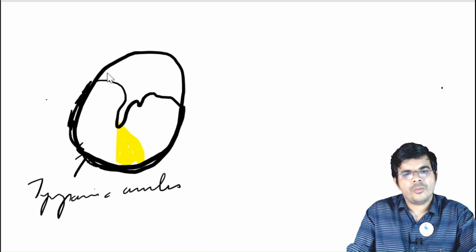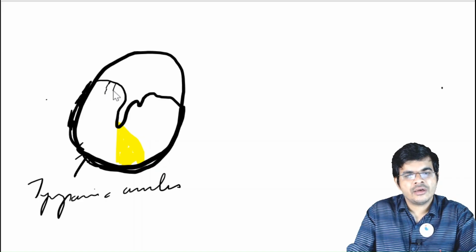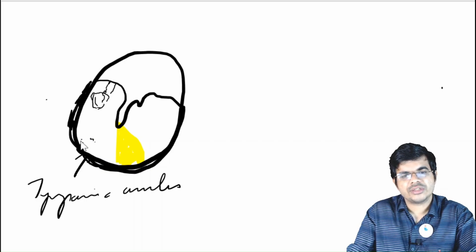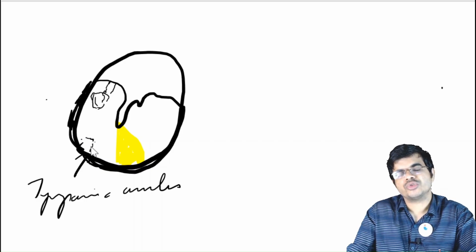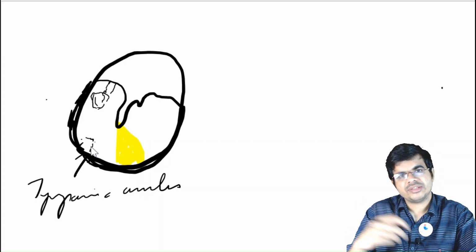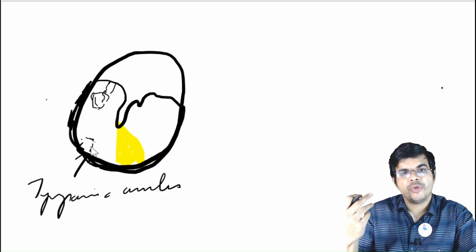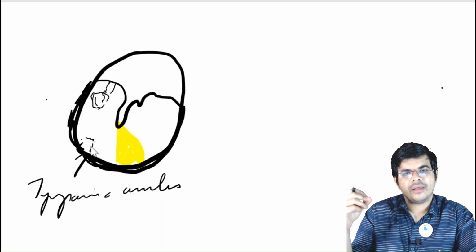Okay, now what else do you see? Sometimes you will be able to see the lenticular process of the incus and the head of stapes and the footplate of stapes. All these shadows may be visible. Okay, and even the shadow of the round window niche also may be visible. Okay, so these are the things that may be seen when you see a tympanic membrane.